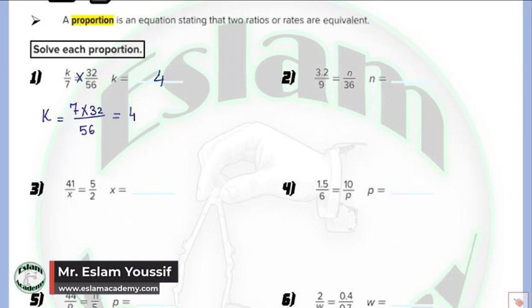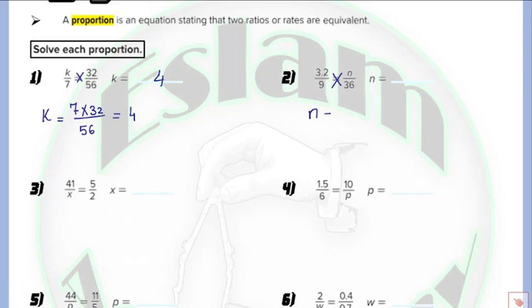For question number 2, we have 3.2 over 9 equals n over 36. We need to find the value of n. We can find it by using cross multiplication. So n will be equal to, at first, the number opposite to n written down, and the two numbers opposite to each other written up. So 3.2 multiplied by 36. By multiplying, you will find that the answer is 12.8. So n equals 12.8.